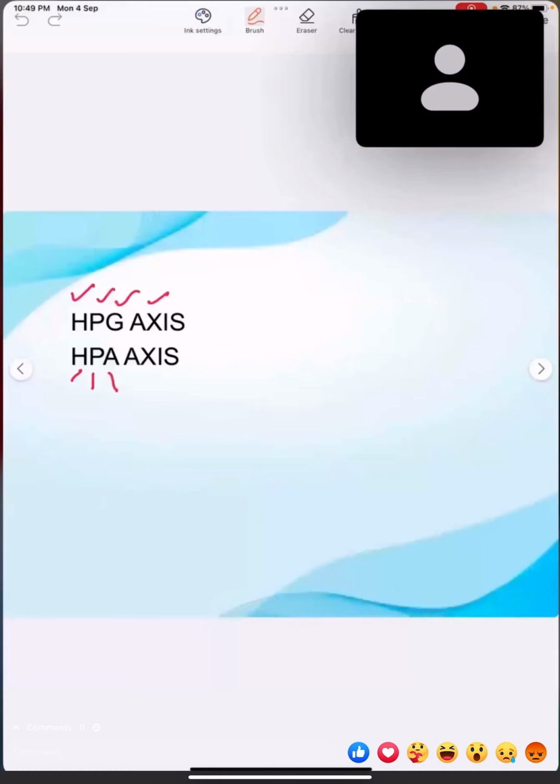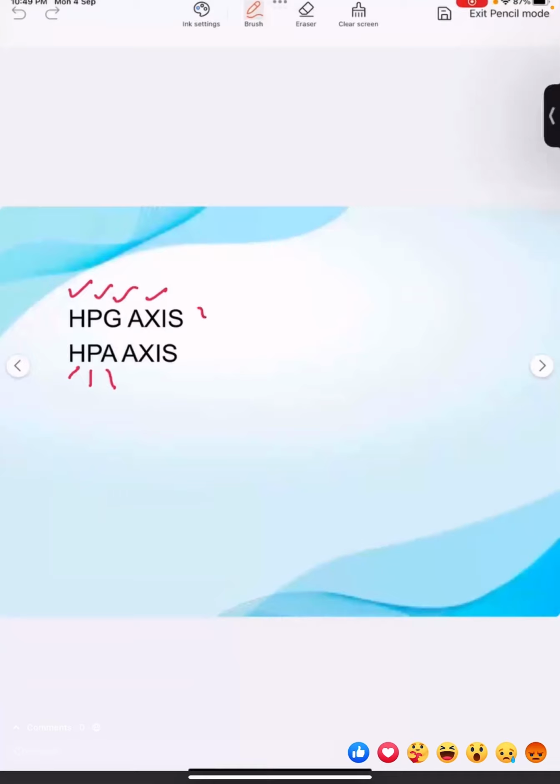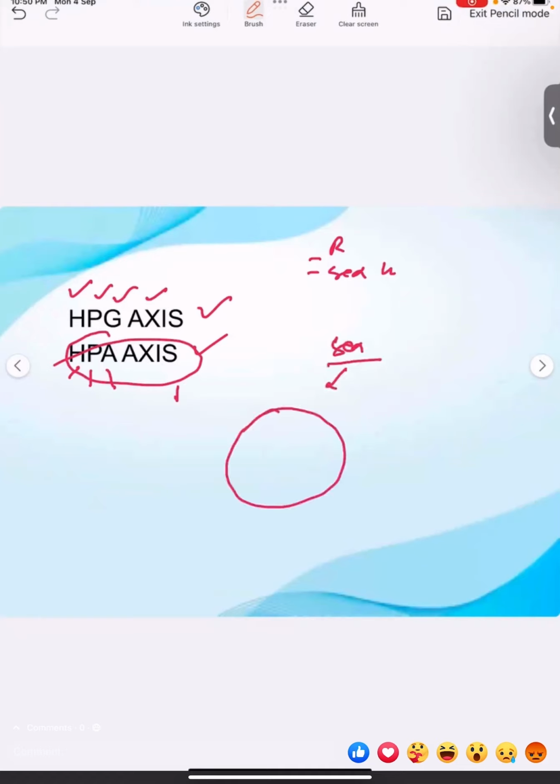Okay, so why have I talked about these two axes? If I'm talking about precocious puberty, I'm talking about sex hormones. Why the adrenal gland? This is because we have two sources of the sex steroids: number one is the gonadal hormones, and number two is the adrenal hormones.